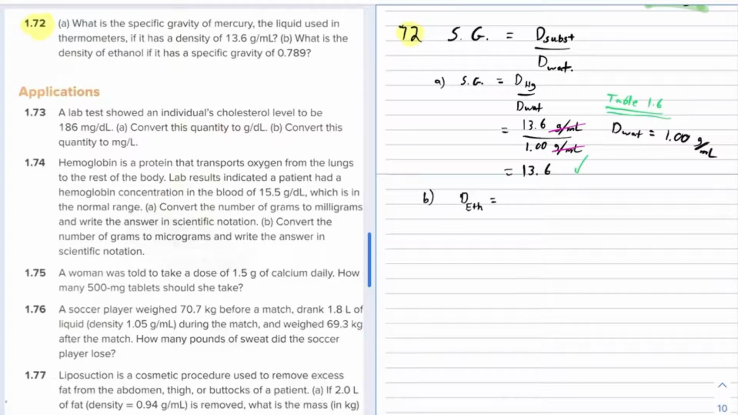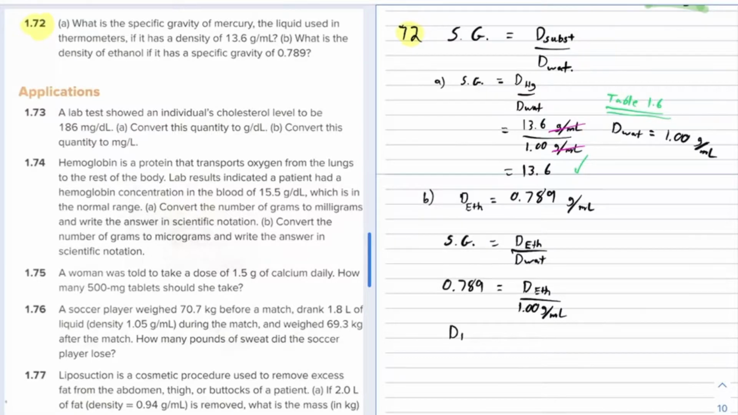So ethanol is 0.789 grams per milliliter. And just to make sure that's correct, remember specific gravity is the same thing as the density of the substance, which is ethanol, over the density of the water. Now we're told the specific gravity is 0.789, and we're looking for the density, but we know the density of water from Table 1.6 is 1 gram per milliliter, and so we can solve for the density of ethanol.